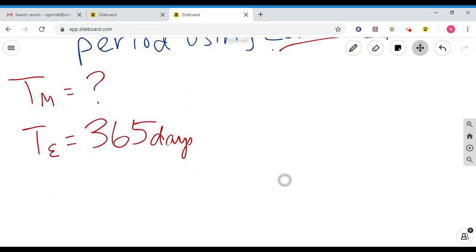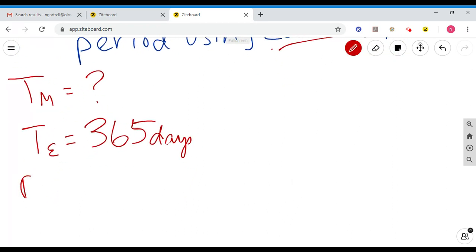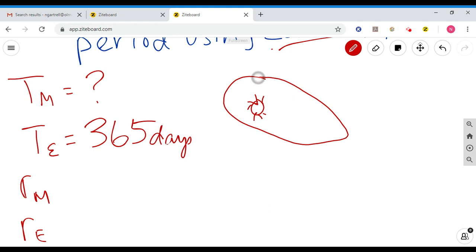All right. The other variables that we need to find are R sub m and R sub e. If you sketch the problem out, here's the sun. Going to draw my ellipse. And this is the orbit of Earth. But we want to find out, where is Mars? Mars is a little bit farther, so Mars is orbiting somewhere out here.